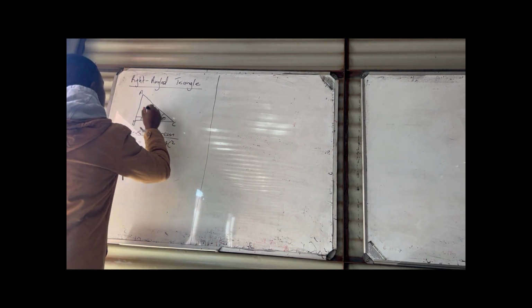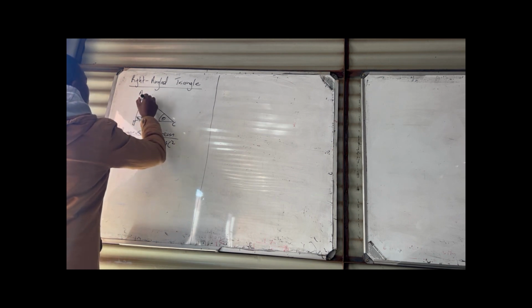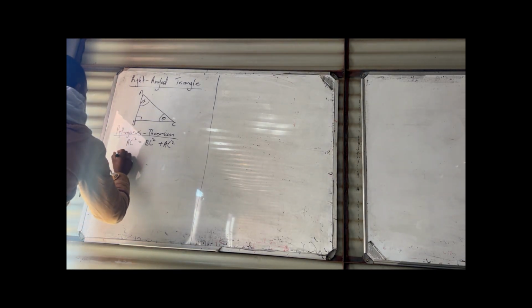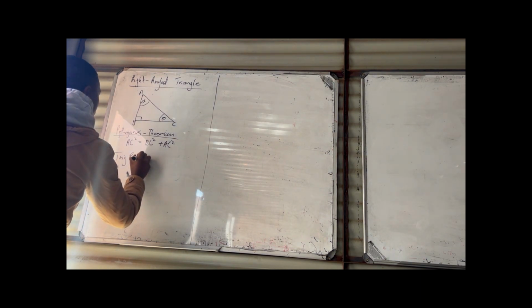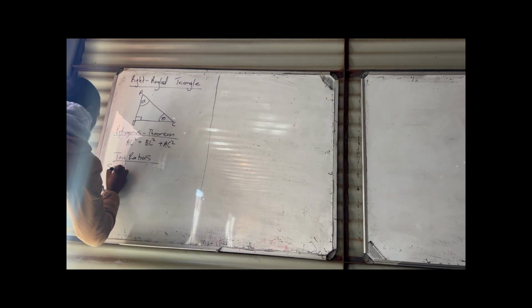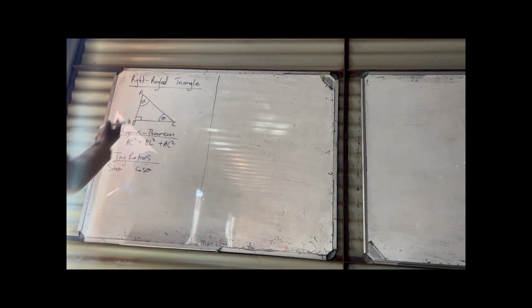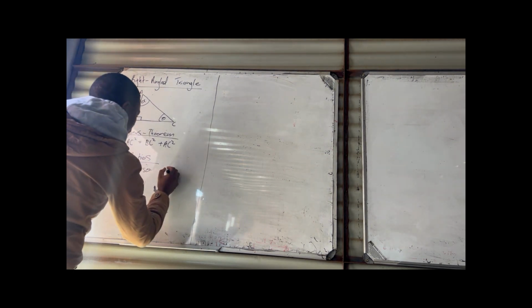What else do we know is applicable here? For us to find these angles, theta and alpha, we use trig ratios. That will be your sine theta dividing cos theta, or if not theta, it will be alpha here.